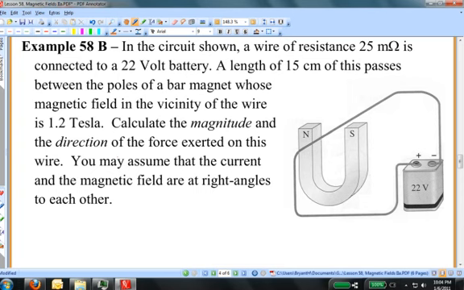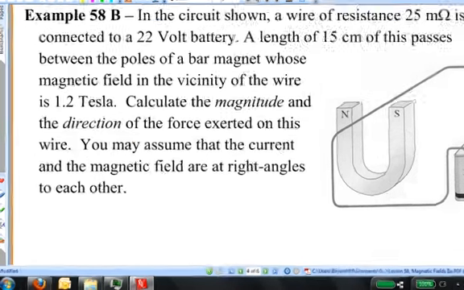And in order to figure out the force, I've got to know the direction of the current and I've got to know the direction of the magnetic field. Let's start with the direction of the magnetic field. How do I find the direction of the magnetic field, say in the case of this bar magnet? The direction of the magnetic field is defined to be the direction that a north pole of a compass points when it's placed in the field.